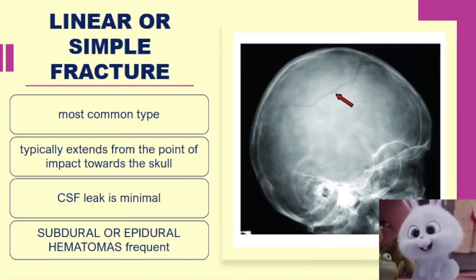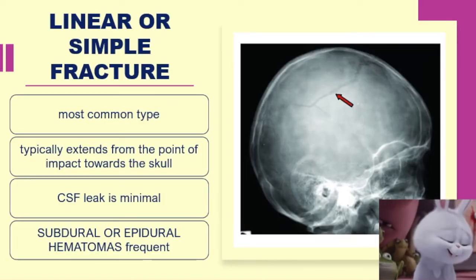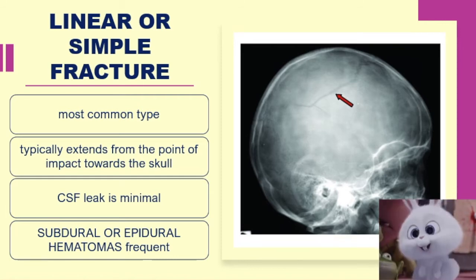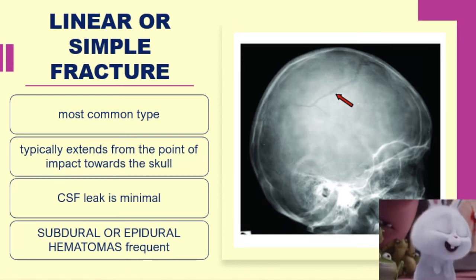Next, linear or simple fracture. As the term implies, linear, meaning there's one line involved. As you can see on the illustration on the right, that's pointed by the arrow, that's an example of your linear or simple fracture. It's the most common type, class.